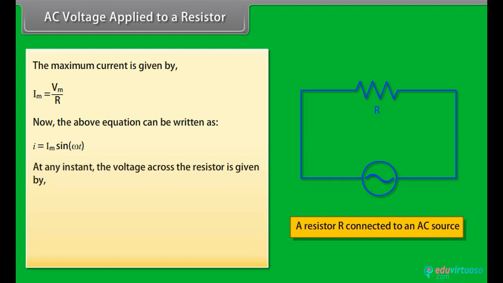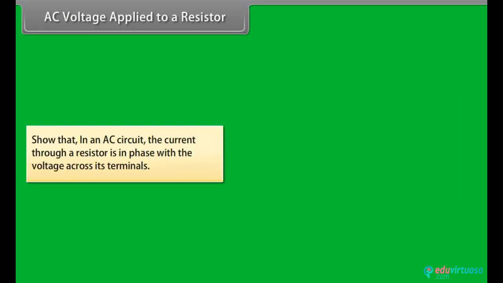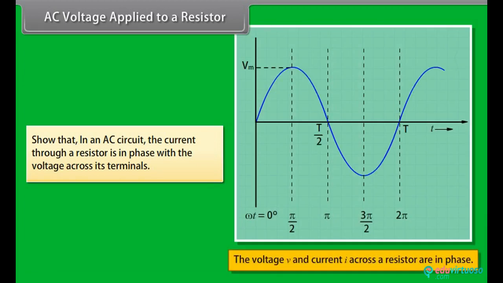At any instant, the voltage across the resistor is given by VR = IR. By putting the value of I, we get VR = Vm sin ωt. The above equation shows that in an AC circuit, the current through a resistor is in phase with the voltage across its terminals. Root mean square value of current and voltage.